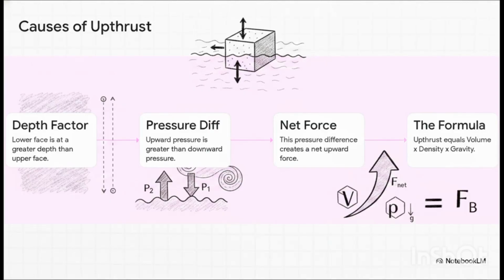Let's break this down step by step to make it crystal clear. First, the bottom of our block is sitting at a greater depth than the top, right? Second, since pressure increases with depth, the upward pressure slamming into the bottom of the block, let's call it P2, is significantly stronger than the downward pressure hitting the top, P1. Third, this mismatch in pressure creates a net upward force. The fluid is simply pushing up harder than it's pushing down. And fourth, if you do the math on that pressure difference, the resulting upthrust, F_B, perfectly equals the volume of the submerged object times the density of the liquid times gravity, V times rho times g.